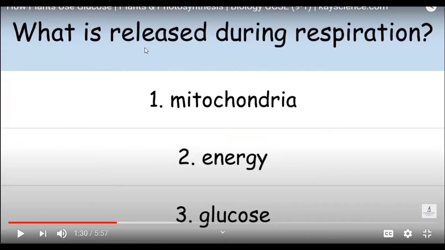What is released during respiration? What are you going to release? Are you going to release the mitochondria? Are you going to release the energy or the glucose? Remember, this is respiration. What are we going to release?